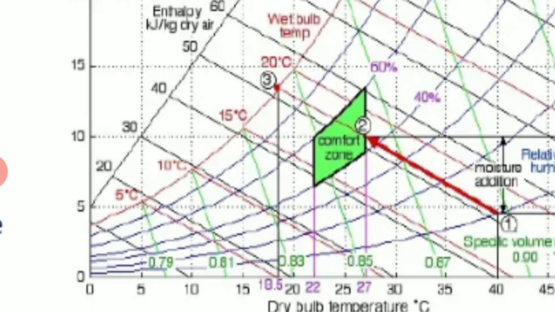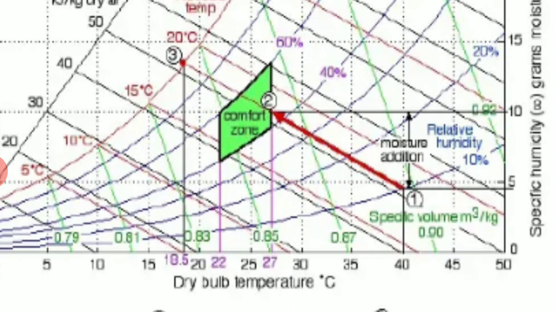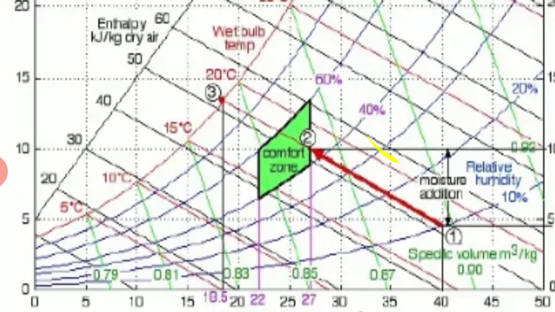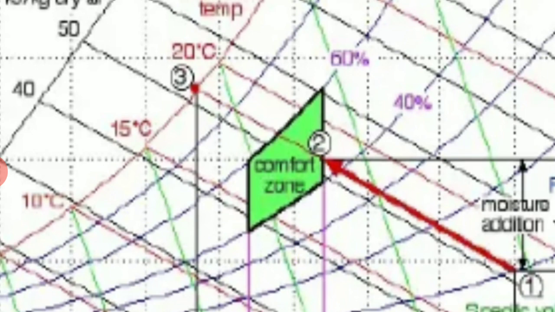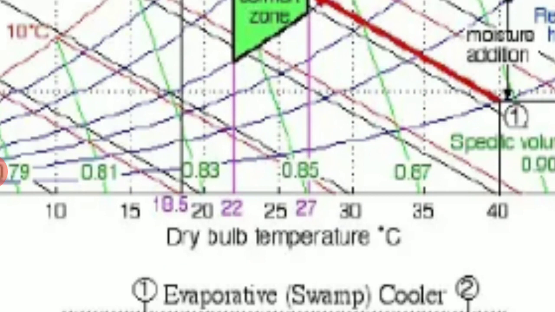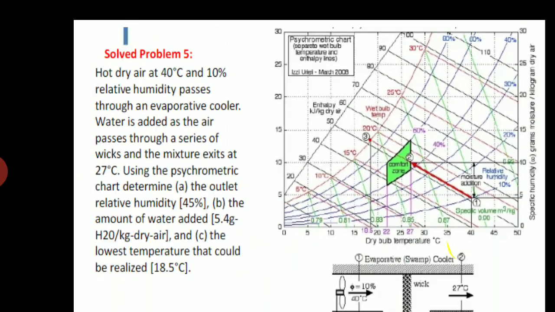The amount of water added is taken from point 1, so it is 5 grams of water vapor. Again, what is the lowest temperature? From point 2, parallel to the wet bulb temperature, mark point 3 on the saturation curve. That represents the lowest temperature. If you do not get the value exactly, you can refer to the dry bulb temperature axis, which is 18.5 degrees Celsius. Hope the problem is clear.